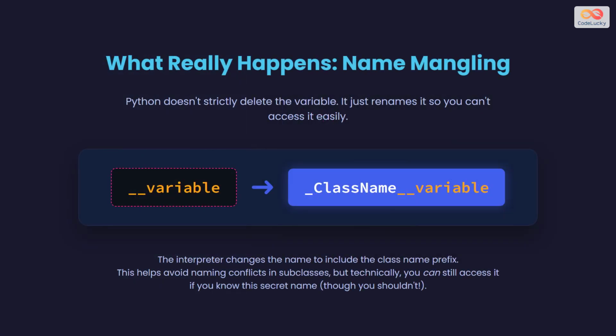But here is a secret. Python does not actually delete the variable or make it truly impossible to read. It performs something called name mangling. It renames the variable internally by adding the class name to it. This prevents accidental overrides in subclasses, but if you really wanted to, you could still access it using the mangled name, though you generally should not.